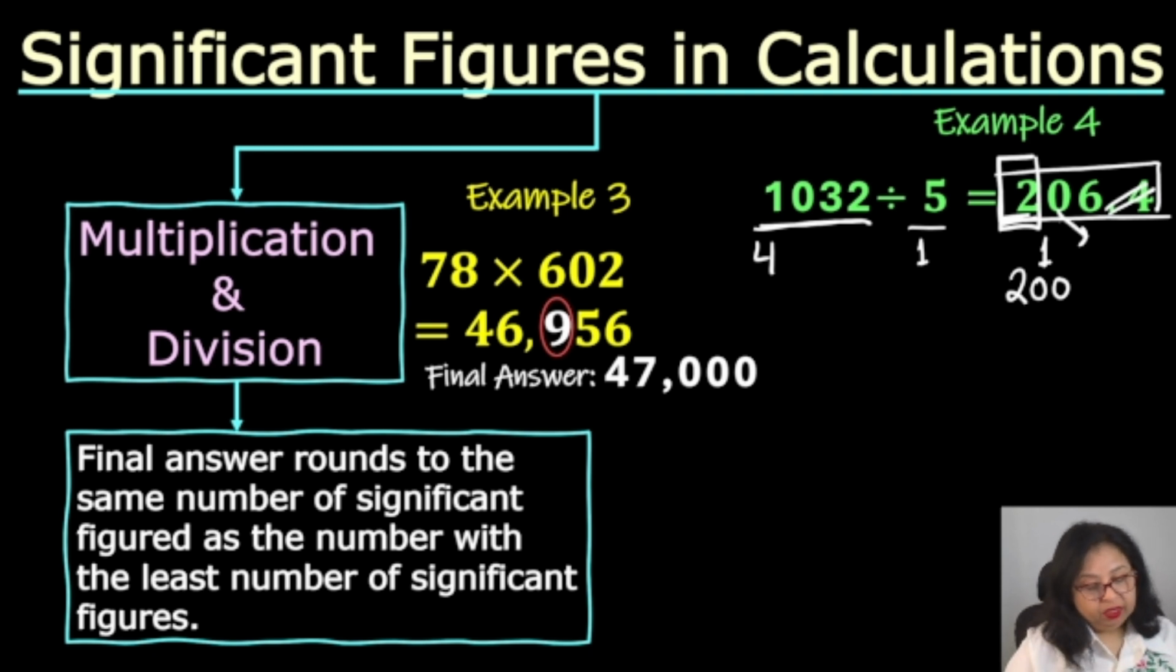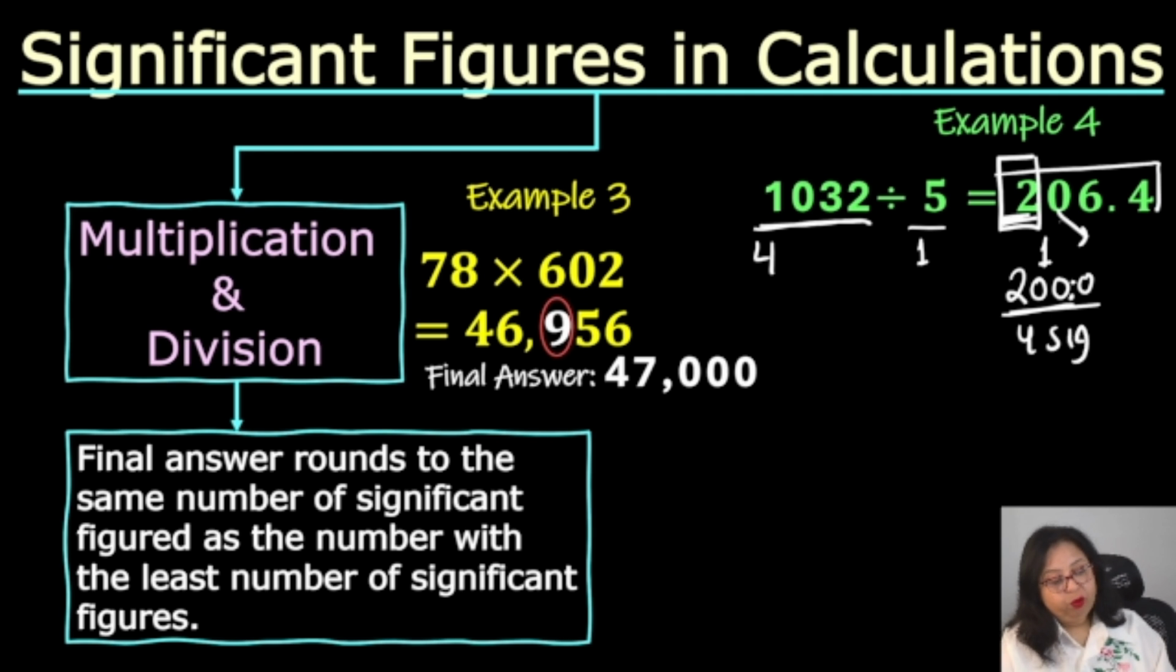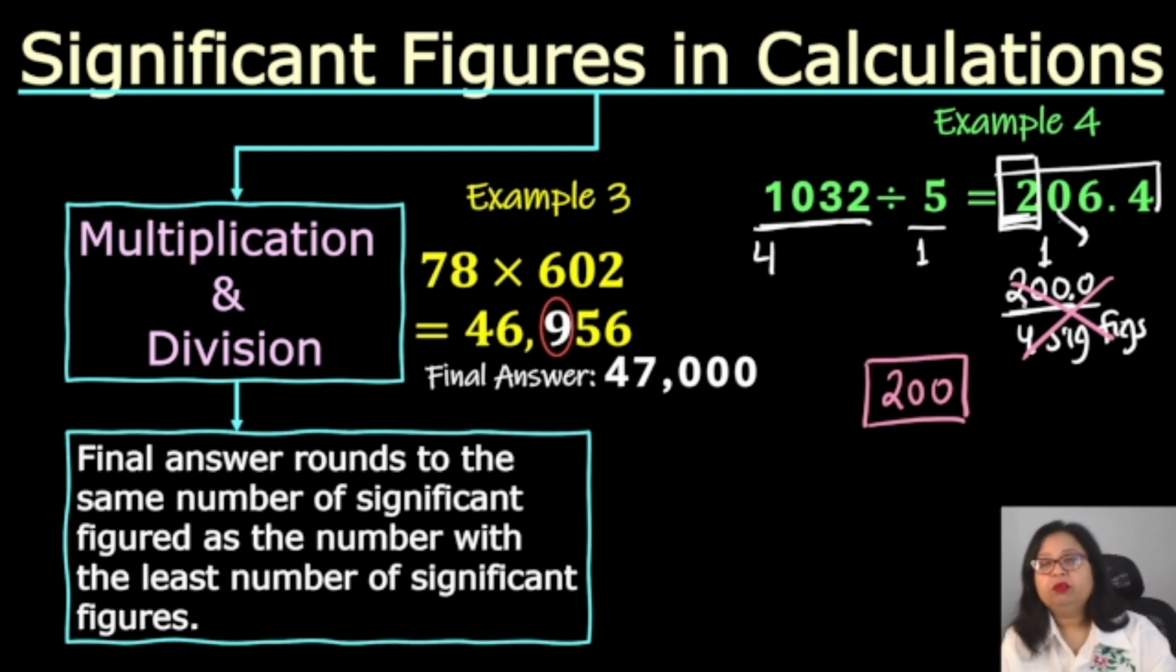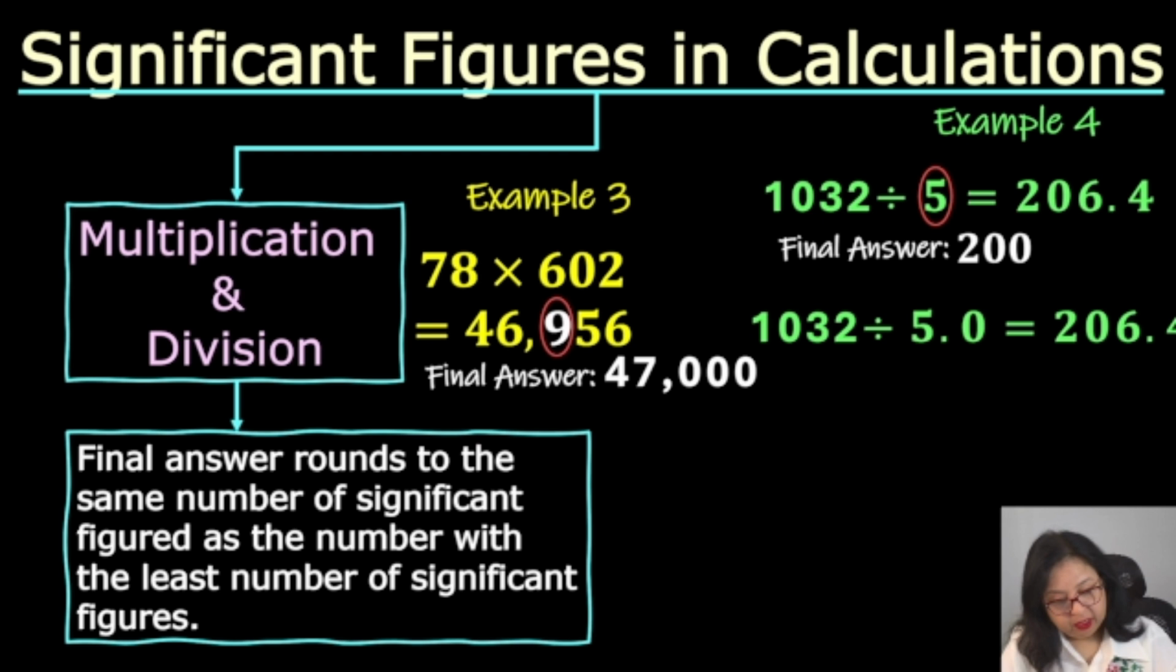Now, since the actual number was 206.4, does it mean I should have my answer as 200.0? No. Because if I write my answer as 200.0, then this will have 4 sig figs, not 1. So the answer is 200. Because 200 has only 1 sig fig. Okay? Alrighty. So here the final answer is 200.